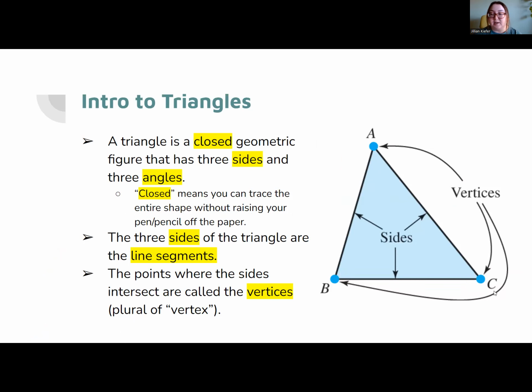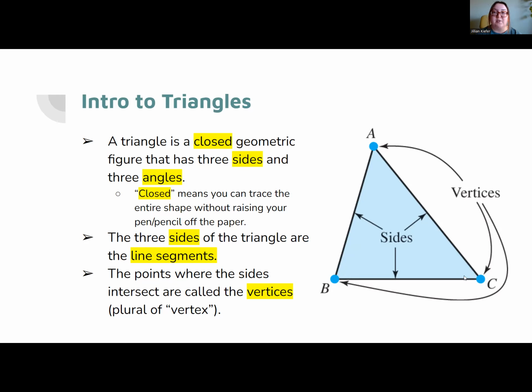So that's the line segment version of the triangle. That's how you draw the triangle: you draw the line segments and connect them. The points where the sides intersect are called the vertices, or the singular is vertex. So vertices are each one of these points here at the edges, but those inner corners are called the angles.